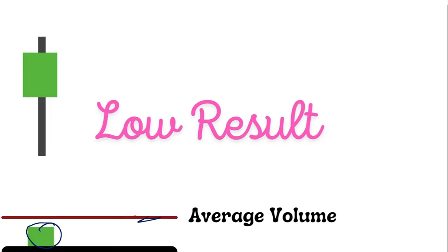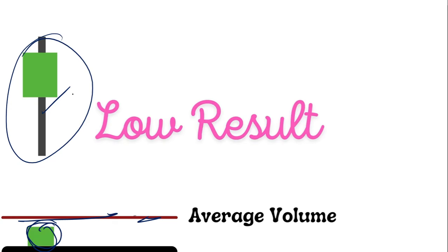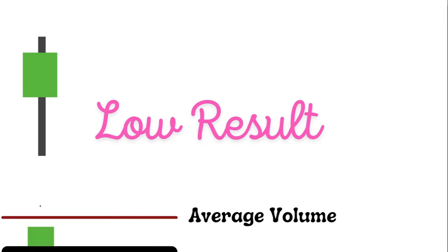Narrow spread and green candle with below average volume. This is also a green candle with below average volume. I can say it is a narrow spread green candle with below average volume. This volume is also below average, isn't it? Then what does it say? Low effort, low result.